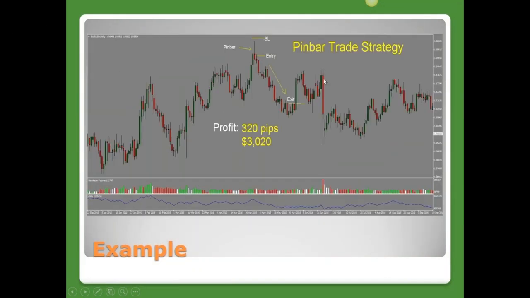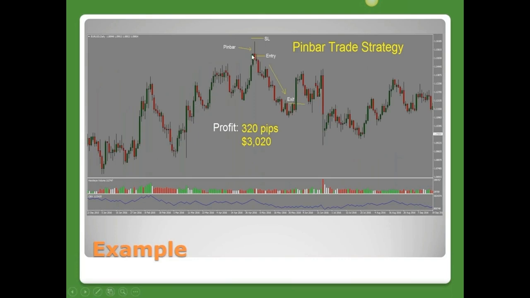Okay, so here is a recent one. This is a Euro US dollar daily chart. Like I mentioned before, the higher the time frame, the more room there is for the trade to play out in our favor. So here we have a pin bar.